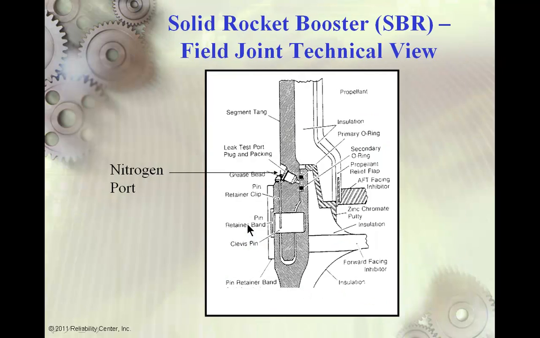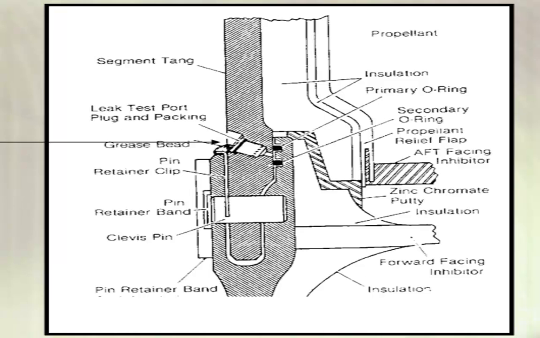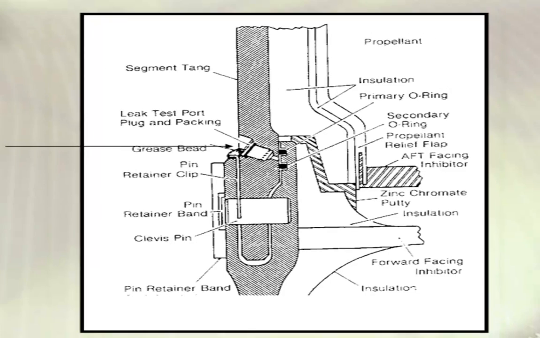Now this is another cross-section of that joint to be able to show what we refer to as the nitrogen port. This was a test port so that prior to launch they could test the primary and secondary O-rings to make sure that they were seating properly. And that becomes pertinent as we go through the logic tree.